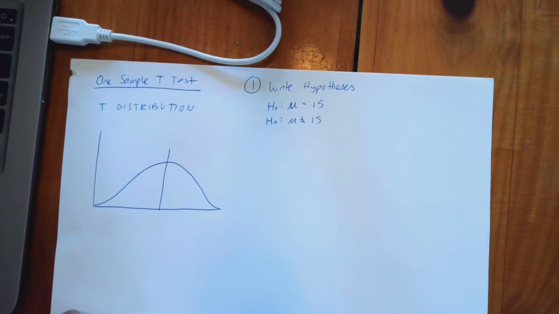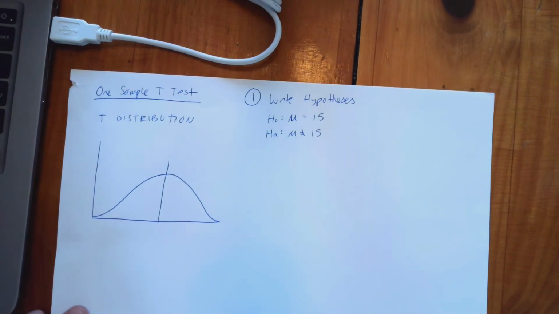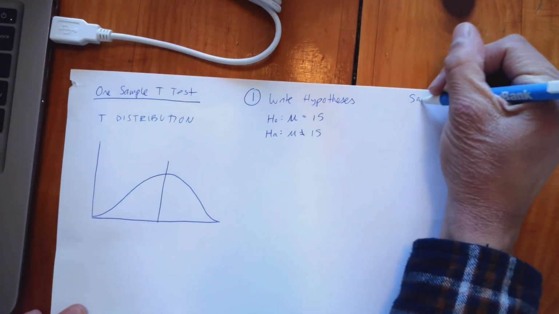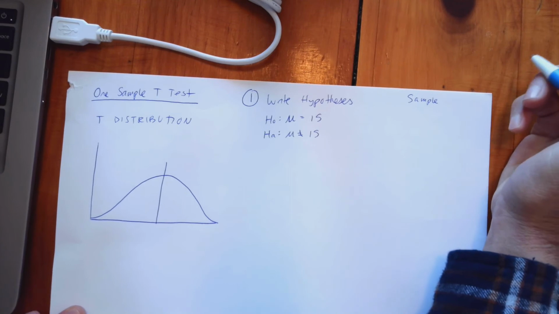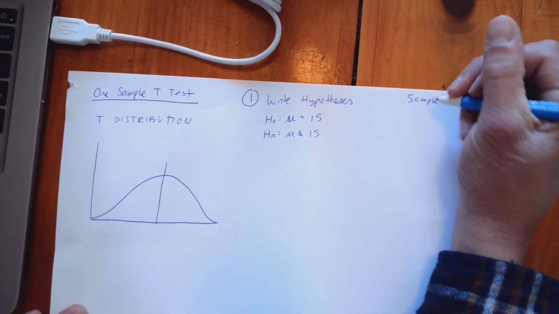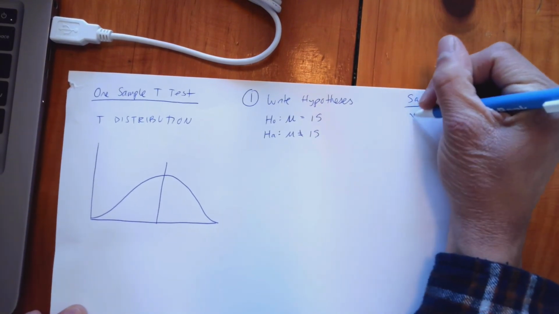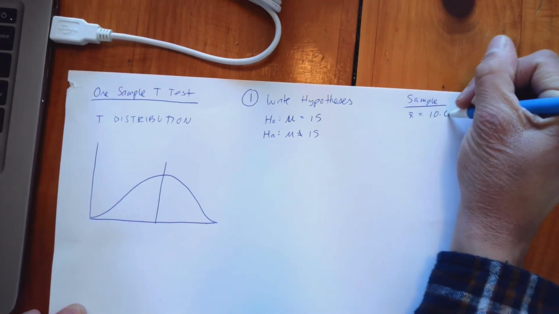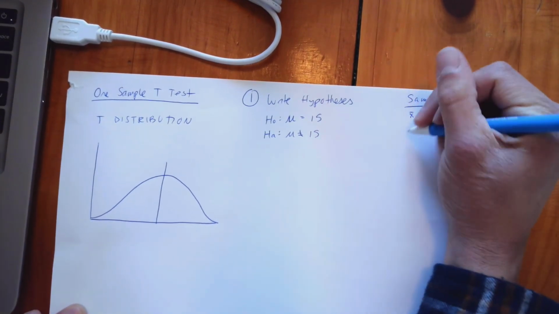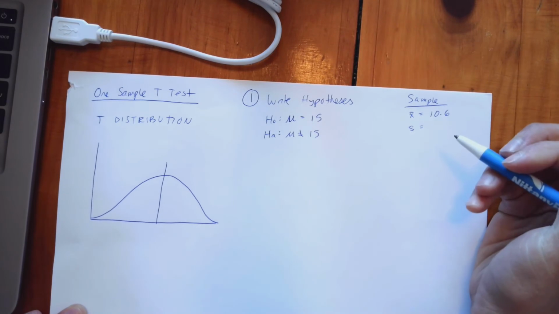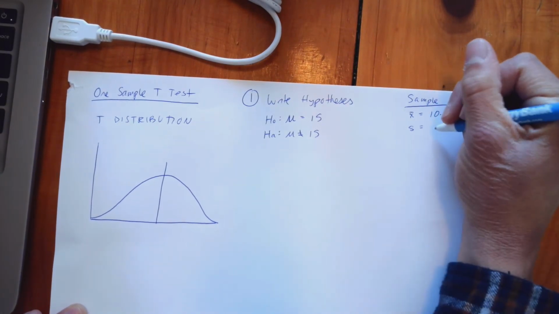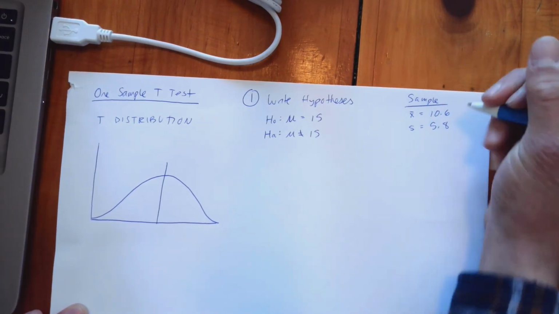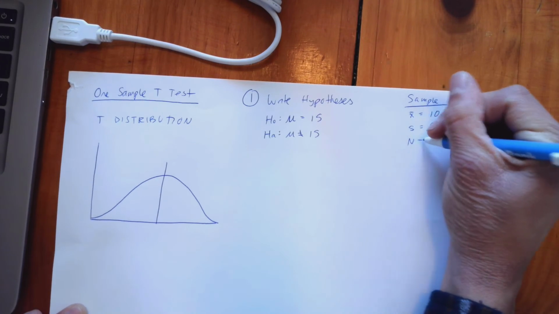What I'm also going to do here is just write out our sample information because we're going to be using this to perform the test. Our sample mean, or x bar, is equal to 10.6 years. Our sample standard deviation, or S, is equal to 5.8 years. And our sample size, or N, is 100.